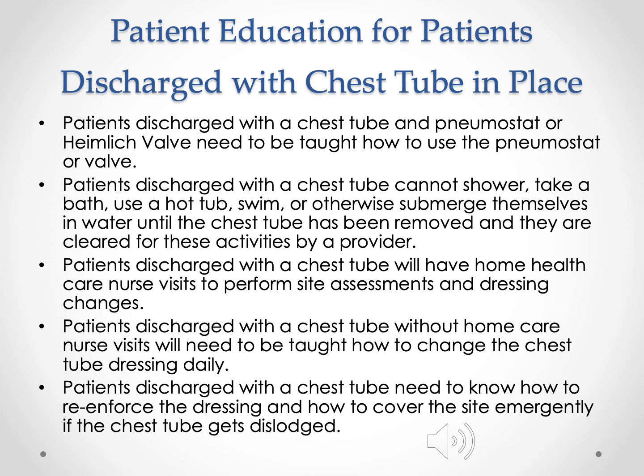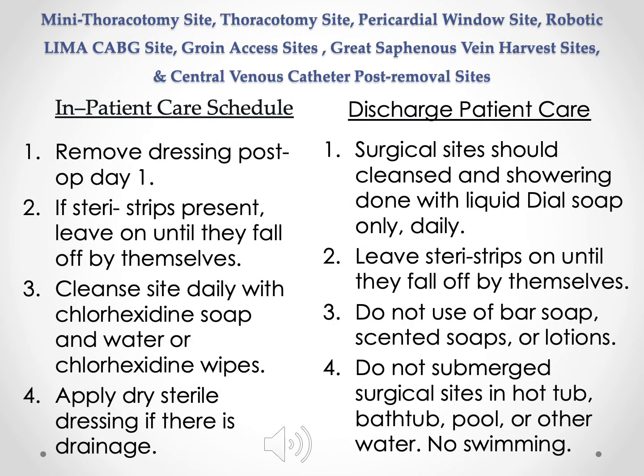Patients discharged with a chest tube need to know how to reinforce the dressing and how to cover the site emergently if the chest tube gets dislodged. Mini thoracotomy sites, pericardial window sites, robotic LIMA CABG sites, groin access sites, great saphenous vein harvest sites, and central venous catheter post-removal sites all have very similar care, both inpatient and after discharge.